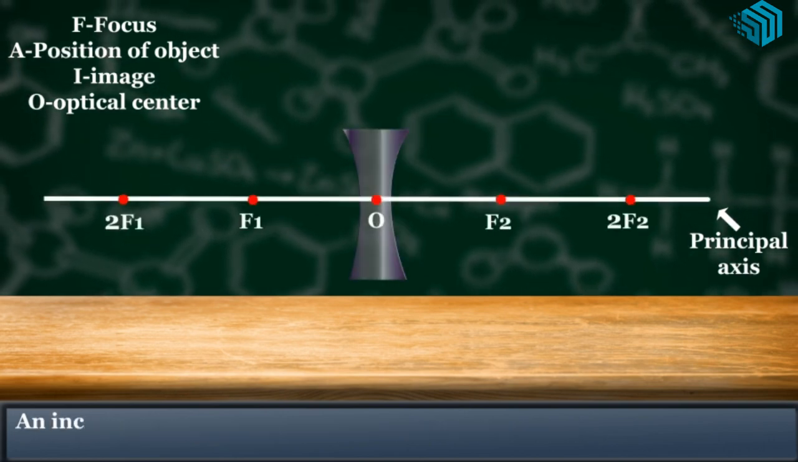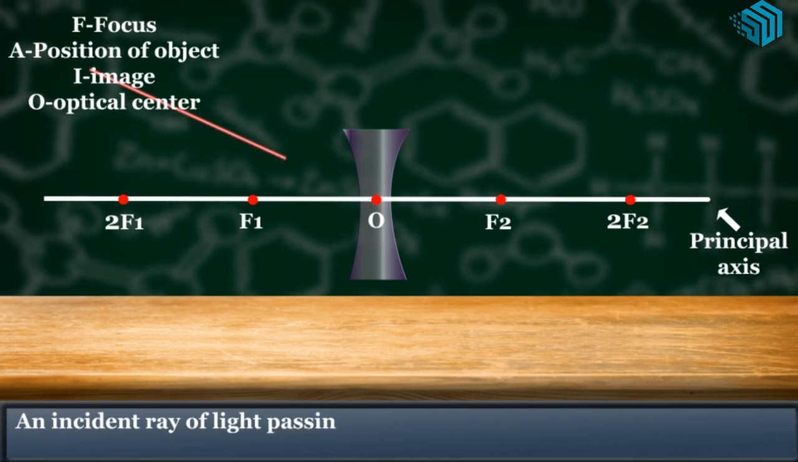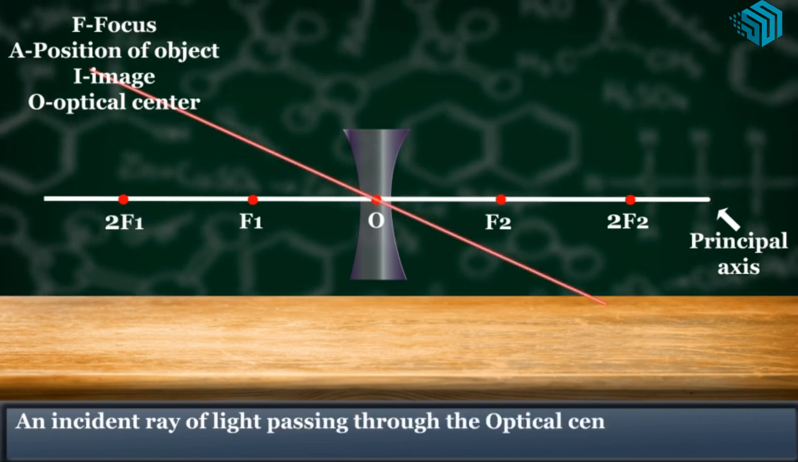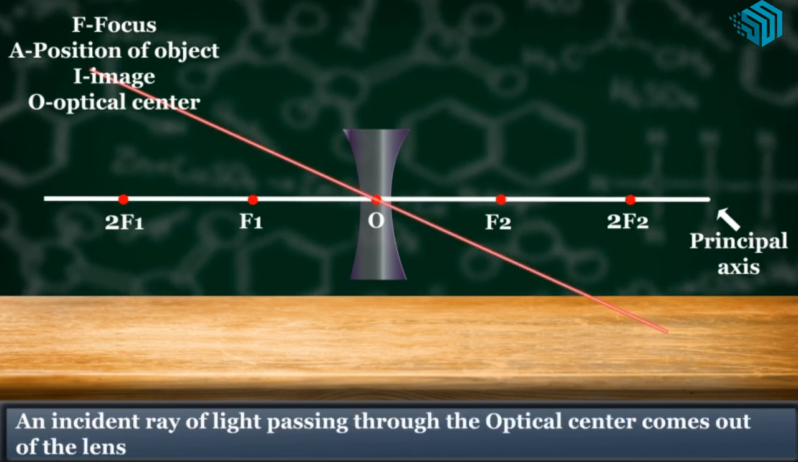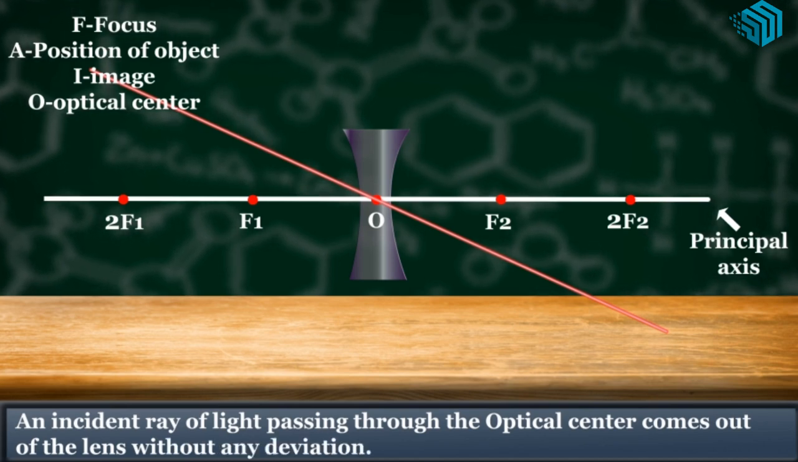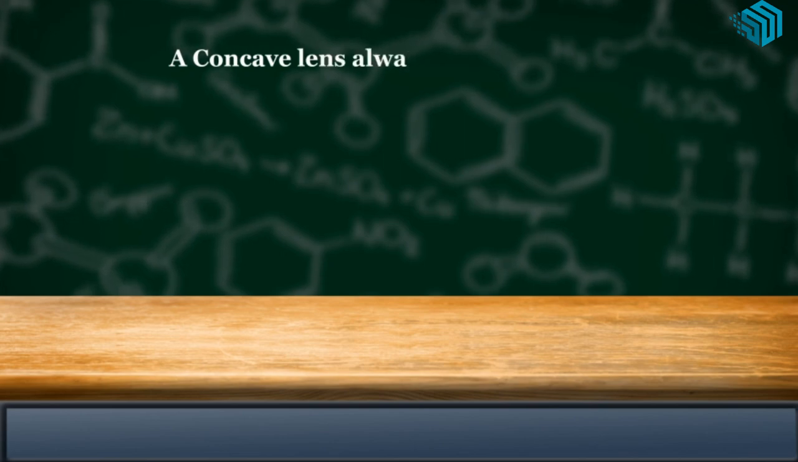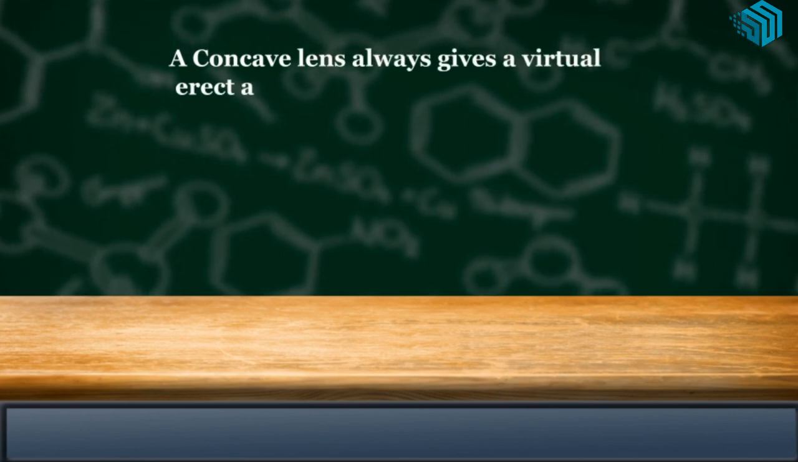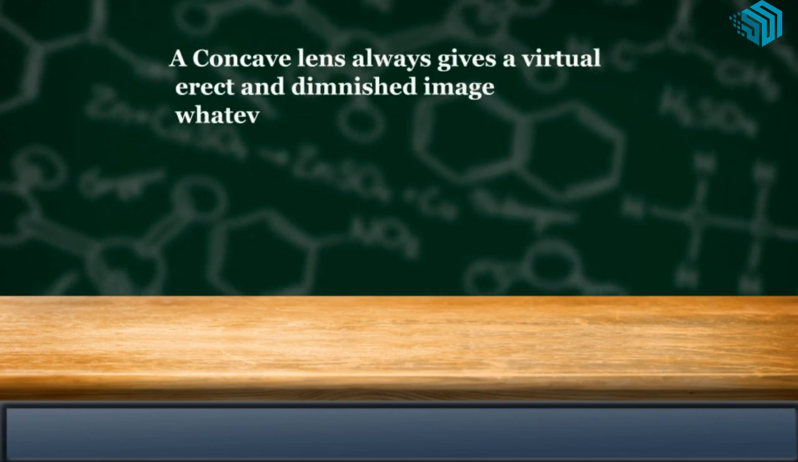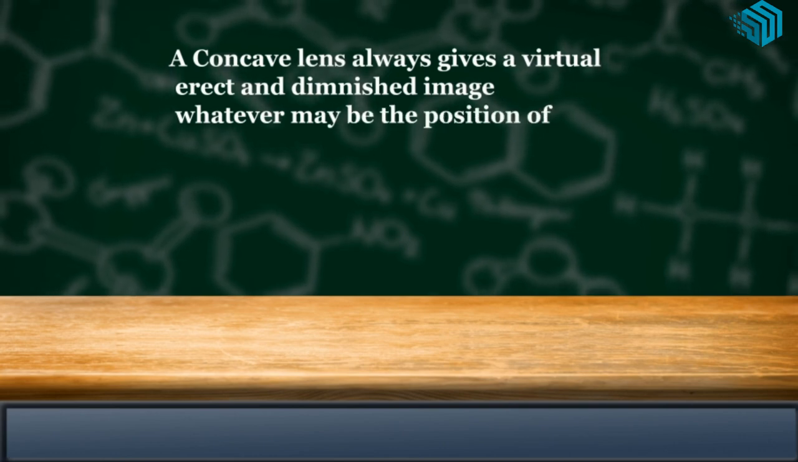An incident ray of light passing through the optical center comes out of the lens without any deviation. A concave lens always gives a virtual, erect, and diminished image, whatever may be the position of the object.